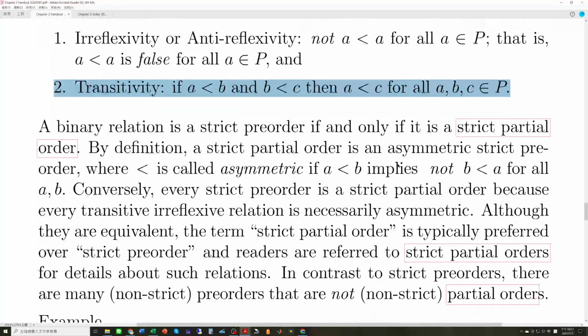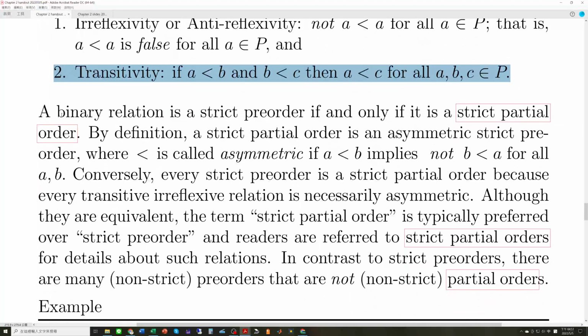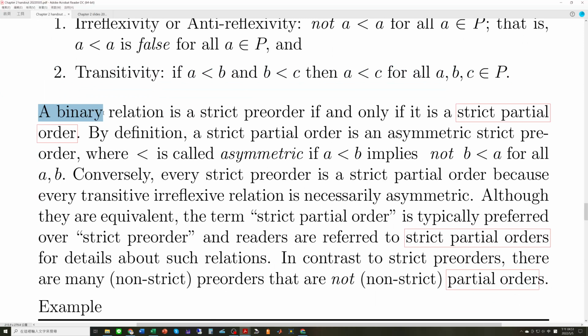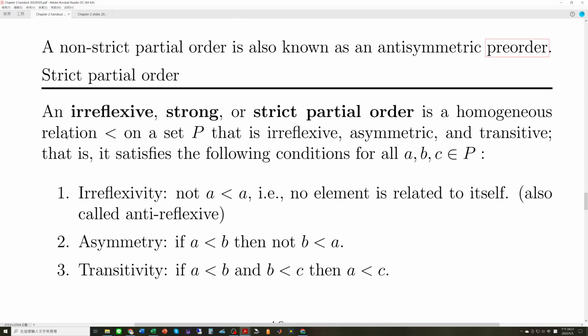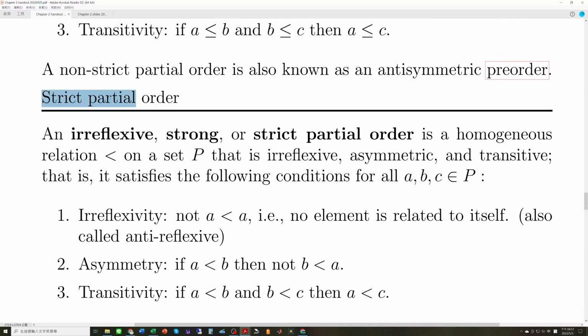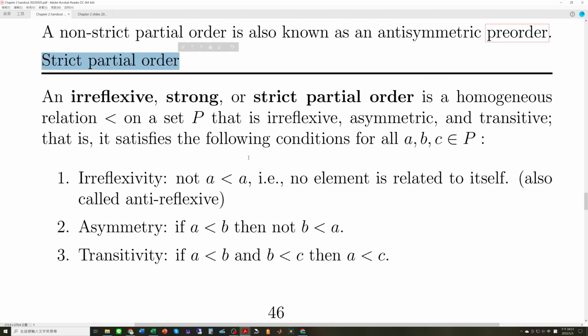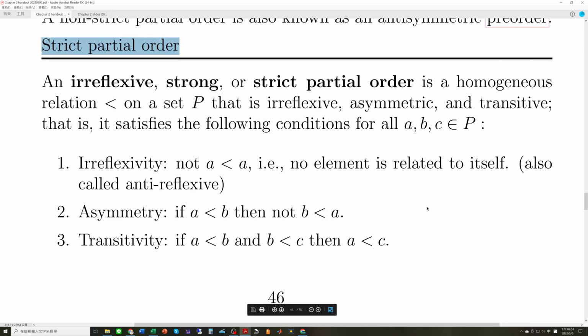Okay. A binary relation is a strict preorder if and only if it is a strict partial order. Okay, we will introduce what is a strict partial order later. Oh, sorry, we have introduced it, a strict partial order, on page 46.